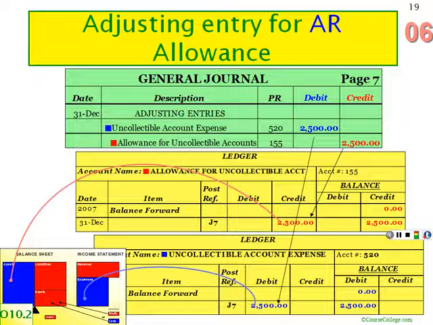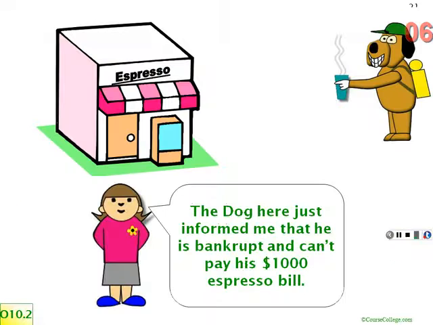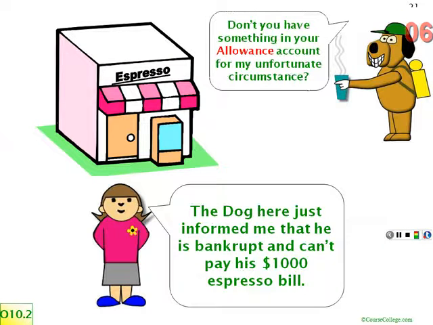But the $2,500 in the allowance is a permanent account. It's sitting on the balance sheet. It's there and it's available to you. So how do we use that? Remember, we deal with it in the future, when the actual events are made known to us that tell us one of your customers won't pay or can't pay.